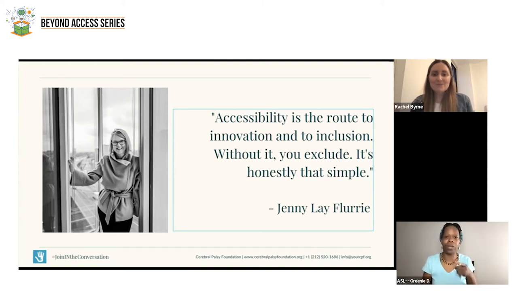So accessibility is the route to innovation and to inclusion. Without it, you exclude. It's honestly that simple. So everyone asks, well, you're telling us about these barriers, you're telling us about all these different things, what can we do about it? Well, accessibility is part of this answer.